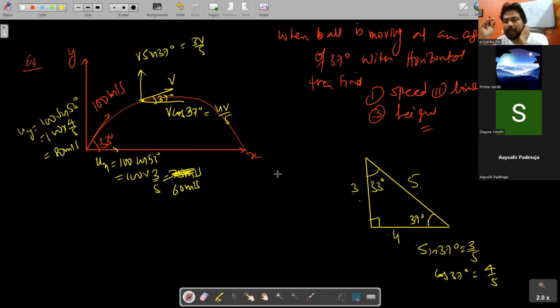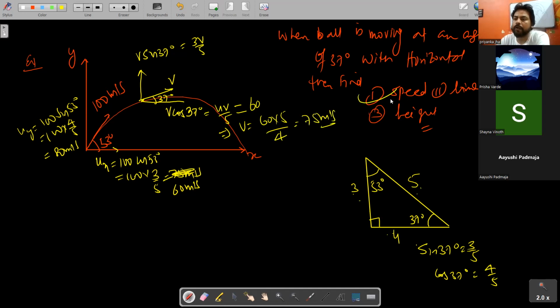in projectile, horizontal velocity does not change because there is only gravity, right? There is no external force. So horizontal velocity will always remain constant. So this 4v by 5 must be equal to 60 meter per second. So v equal to 60 multiplied by 5 upon 4, 75 meter per second. Understood or not? Let me know if you have any doubt.